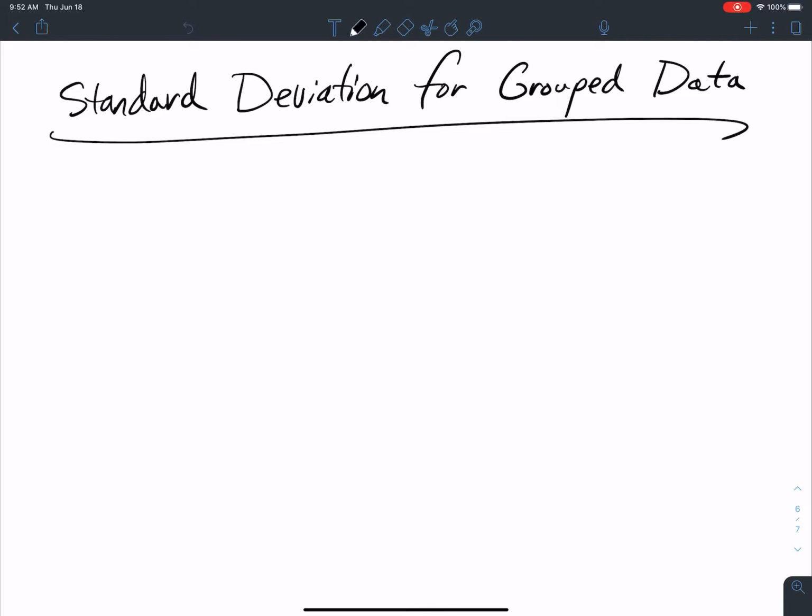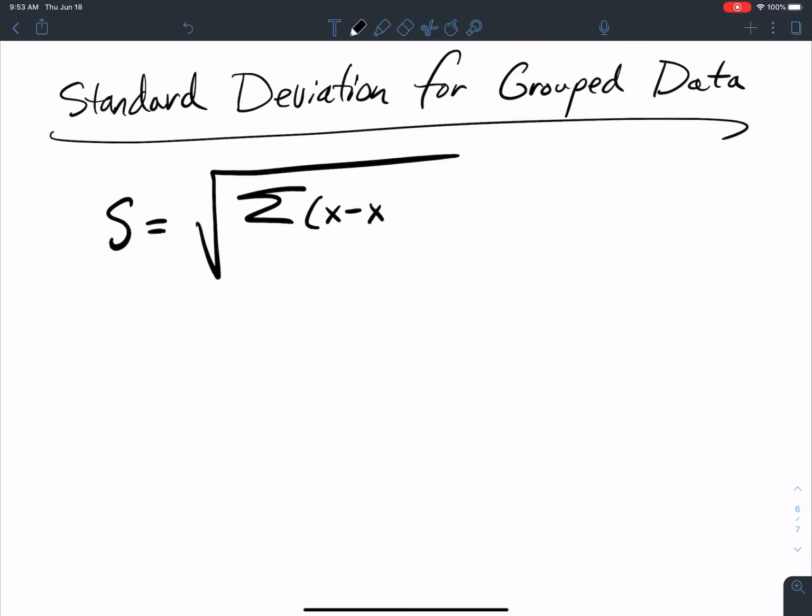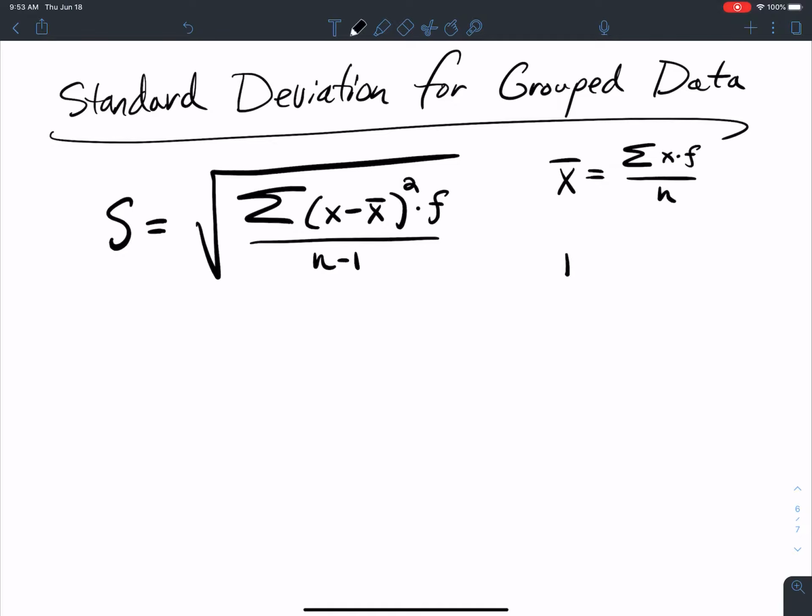So here we're going to talk about standard deviation for grouped data. This is defined to be S equals the square root of the sum of the value minus the sample mean squared times the frequency, all divided by little n minus 1. How many are in the sample? Where x bar is defined to be the sum of x times the frequency over little n, and n is adding up the sum of all the frequencies. Okay?